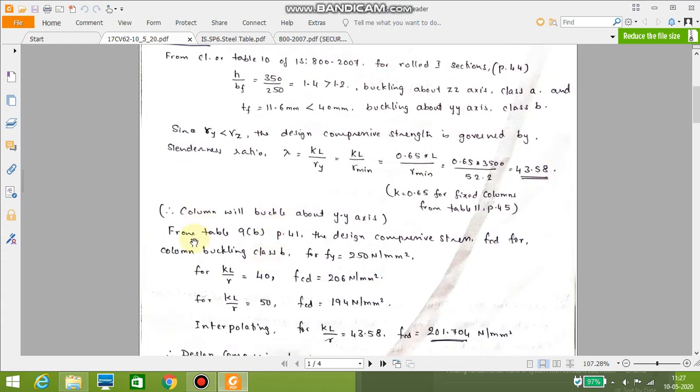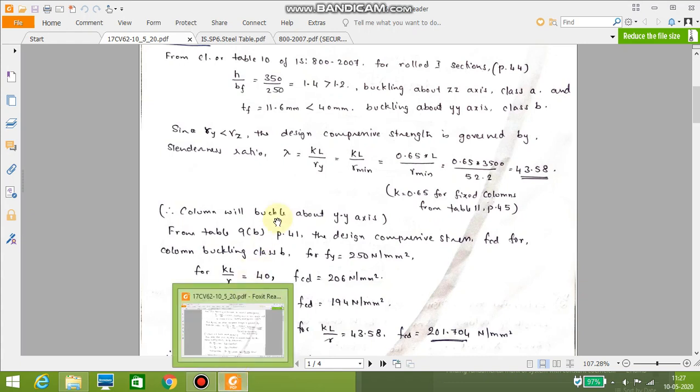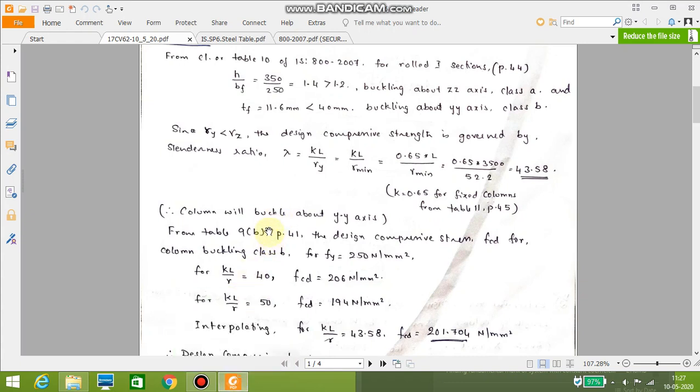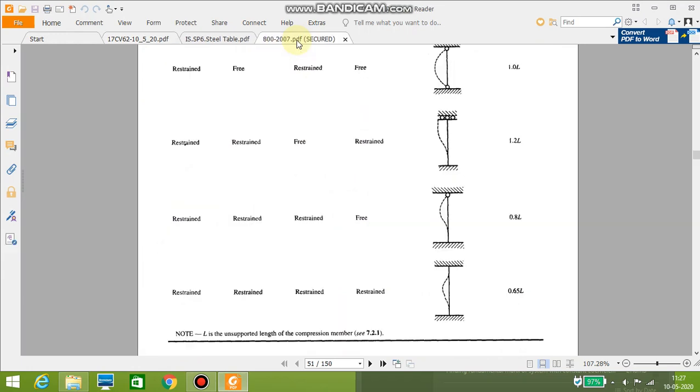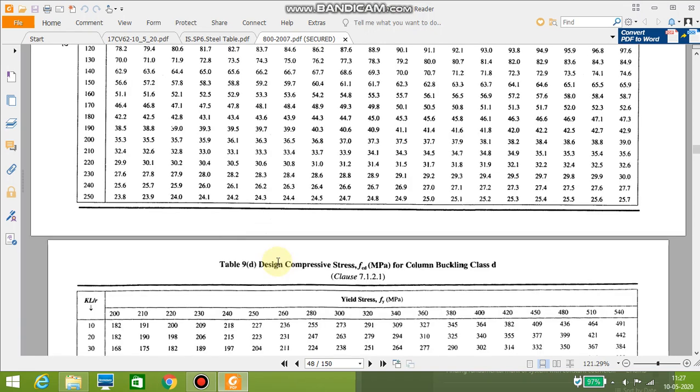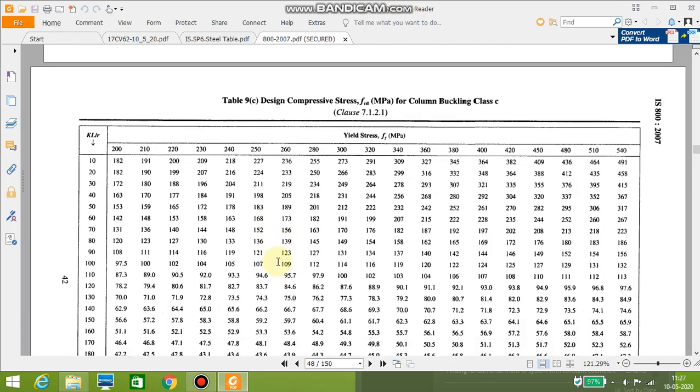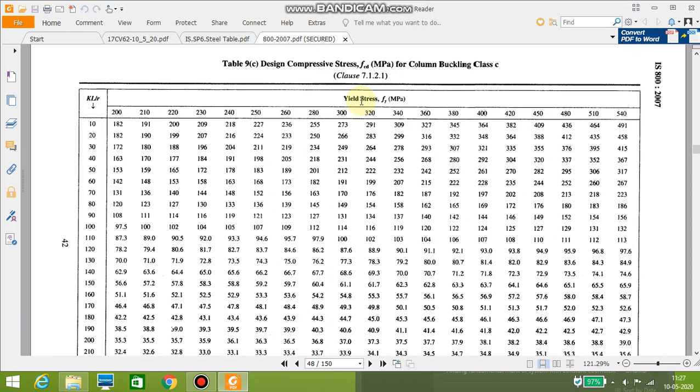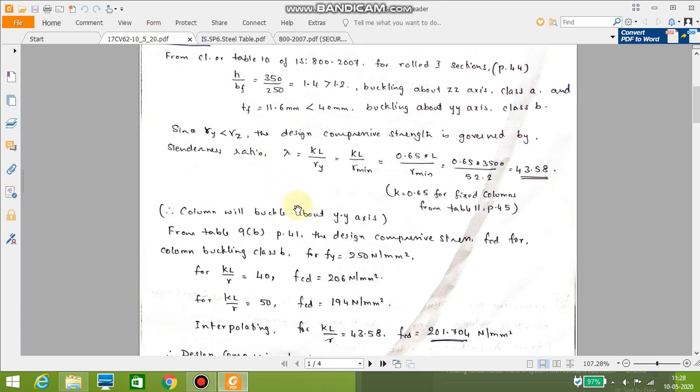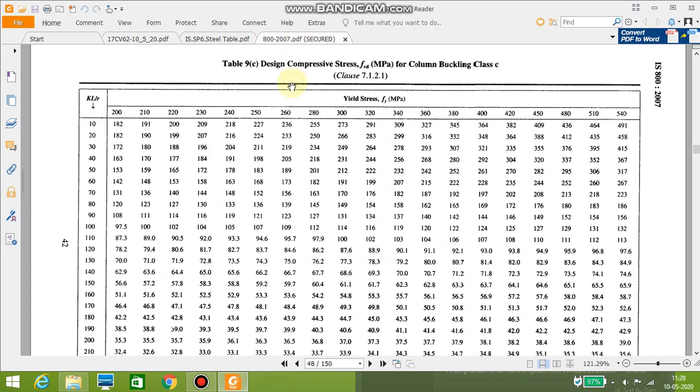Now from table 9B, page number 41. How I decided it is table number 9B is that this will buckle about YY axis. Therefore about YY axis it is class B. So I have to select the table 9B to calculate the design compressive strength for given value of Fy and KL by R. So here the value of KL by R is equal to 43.58 and Fy is equal to 250.